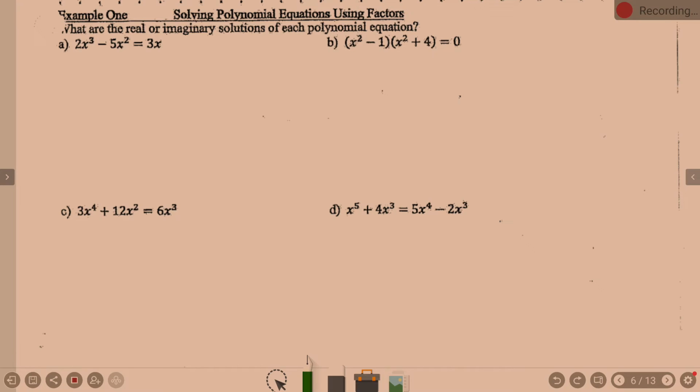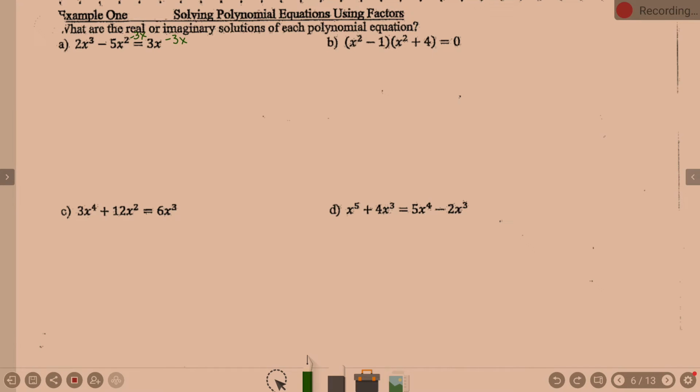Example A. Gotta keep moving here. Notice it does say, what are the real or imaginary solutions? So I's can show up today. Okay, gotta get moving. What do you think the first step needs to be? We have these terms divided. 0. I heard several people say 0. How do I make this equation equal to 0?